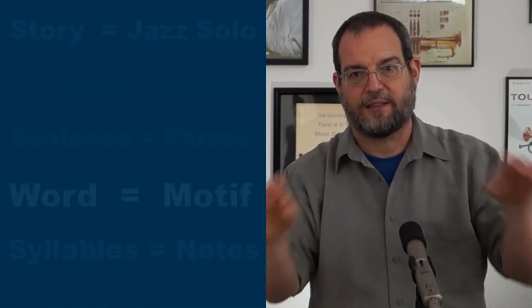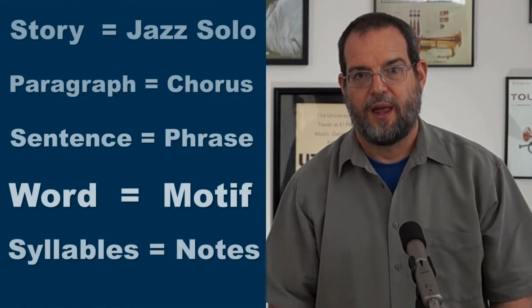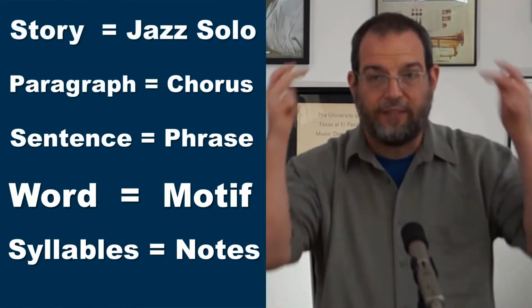He's using it the same way you would use a word in a sentence. He might be using the word red five times in his story, but it's in a different context each time. That's clear evidence of motivic thinking.